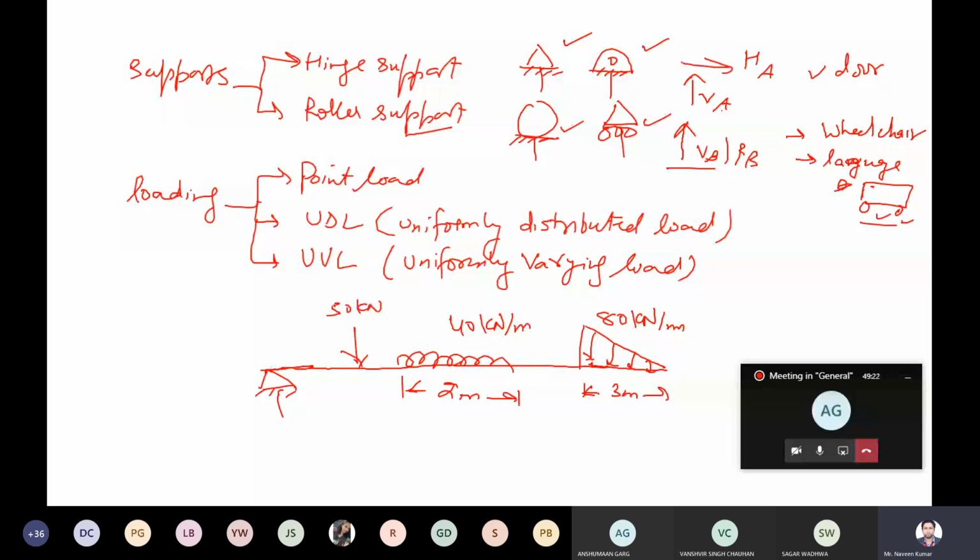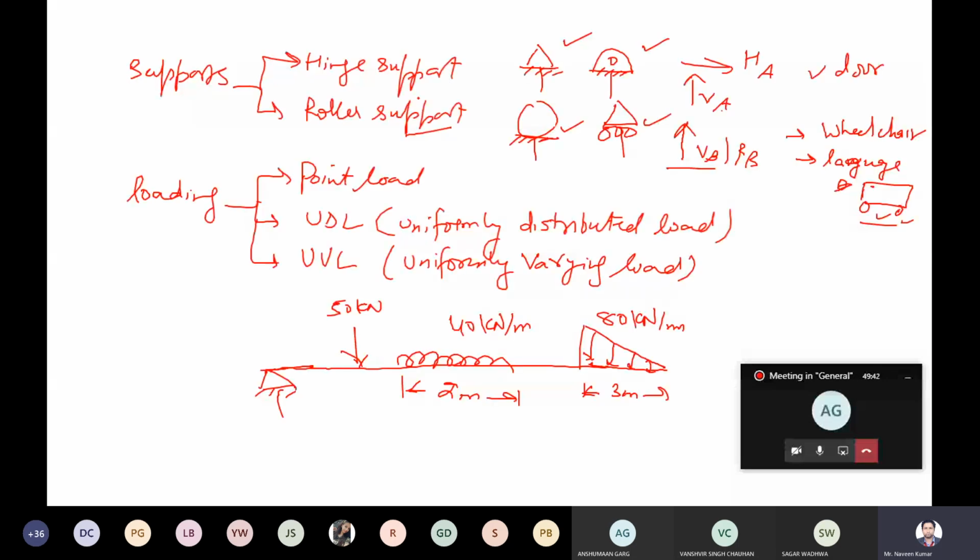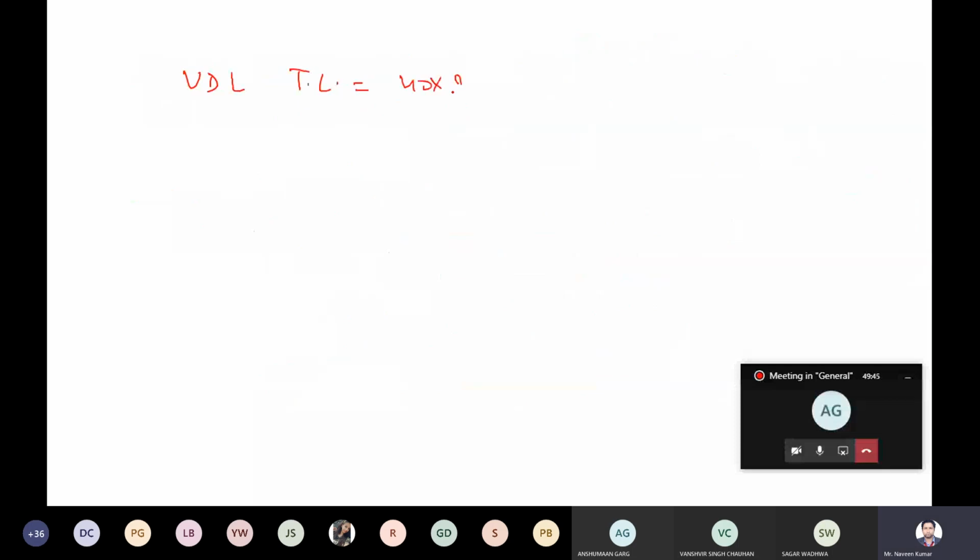UDL means uniformly distributed load, it is evenly distributed over the entire length, 2 meter, 40 kilonewton per meter. So total length is 2 meter. We have to convert the UDL into point load. When we convert it, total load will be how much? Total load will be 40 into 2, that will be 80 kilonewton.